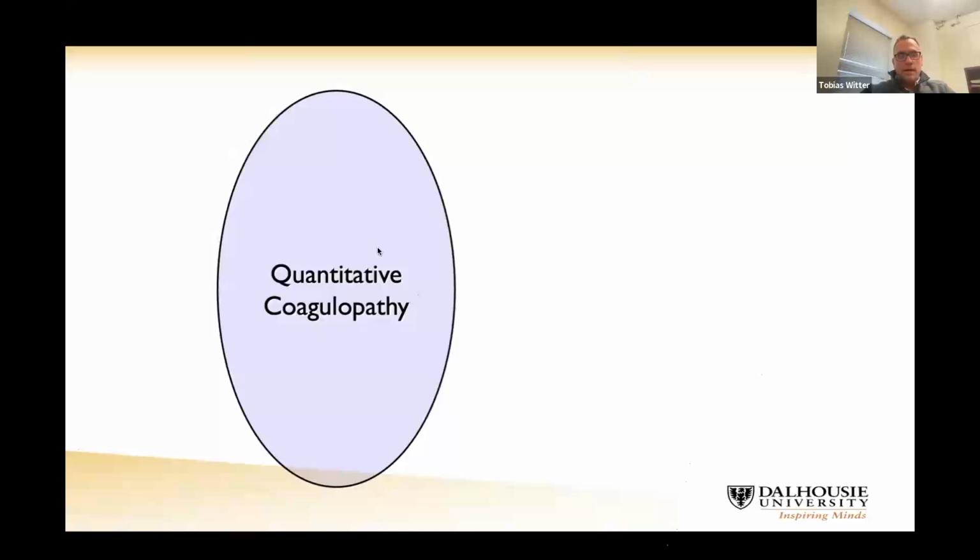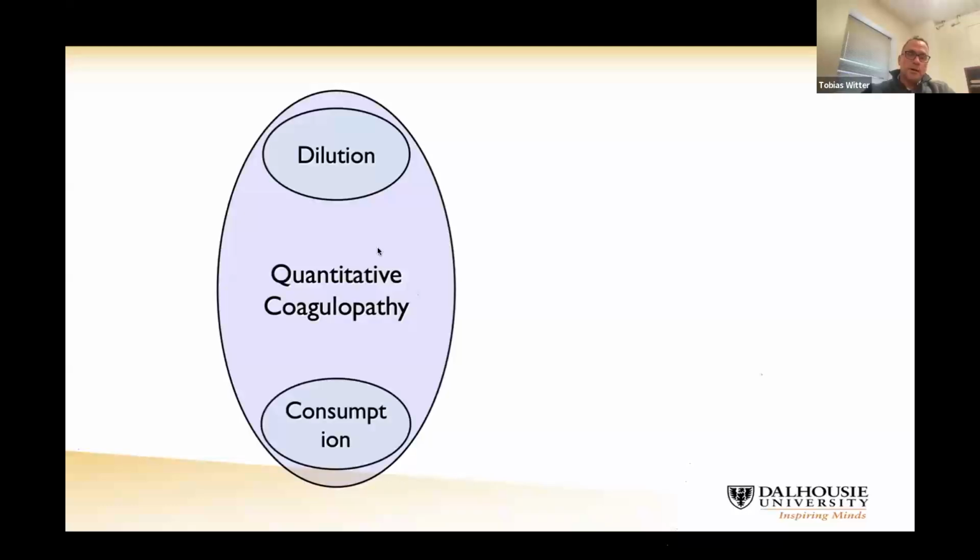So when we look at coagulopathy, we can pretty much break it down into two major things. We have a quantitative coagulopathy, meaning we have a lack of factors. And the lack of factors is either due to dilution, because we give our patients a bunch of crystalloids and they bleed, and therefore we dilute the coagulation factors that remain in our body, or we consume them. So that leads to a quantitative coagulopathy, meaning we don't have enough clotting factors in our system.